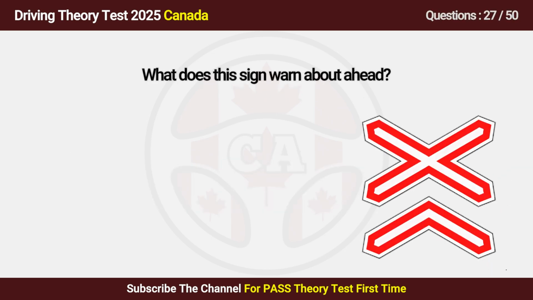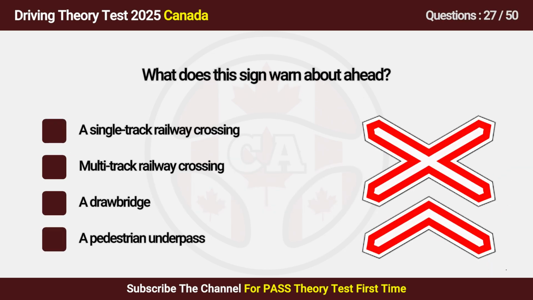Question 27. What does this sign warn about ahead? A. A railway crossing. B. Railway crossing. C. A drawbridge. D. A pedestrian underpass.